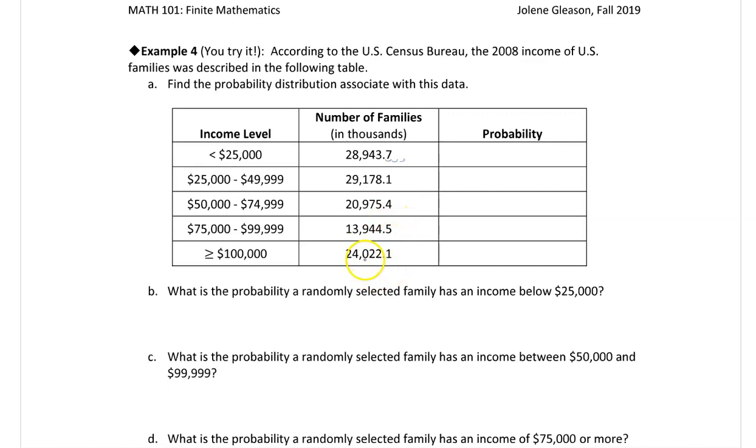So we want to find the probability distribution associated with this data. Associated. It should be a D there, shouldn't it? All kinds of typos. All right.